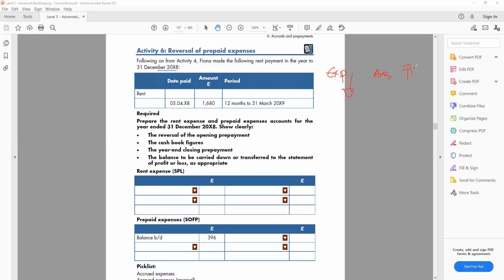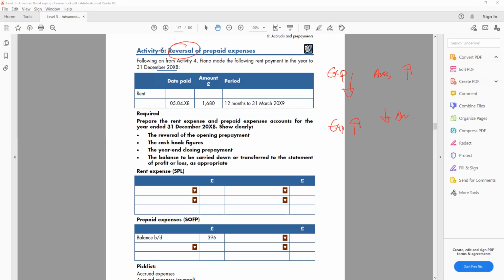That's the prepayment. But this year I'll do the opposite. I'll increase my expense, because this expense is relevant to this year, and my asset will be decreased because that is not my asset anymore. So that is what happens on the reversal.